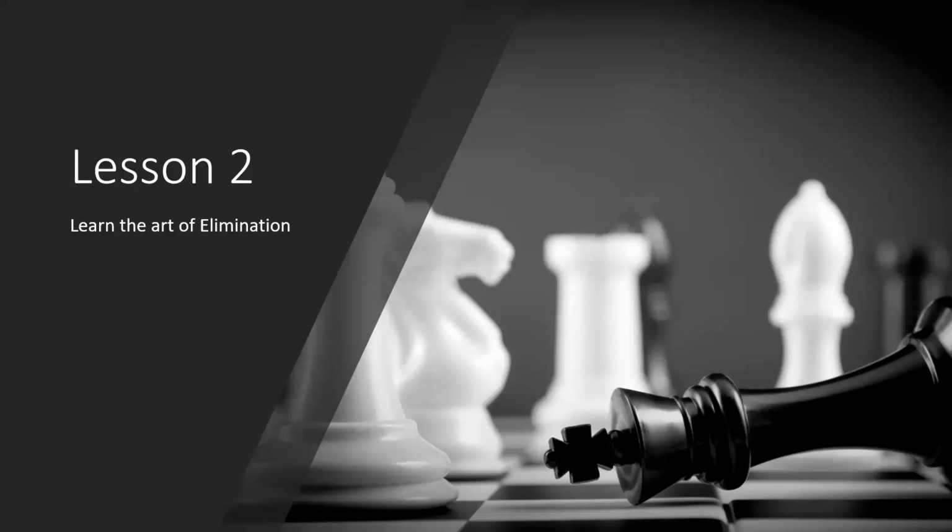Lesson number 2, learn the art of elimination. Now, what is elimination? Each question will have 4 options. To arrive at the right answer, you can eliminate the options and come to the right answer. Now, there is a specific strategy for eliminating the wrong options. The examiner has a few common traps in mind. If you can understand those traps, then you can easily eliminate what cannot be the right answer.